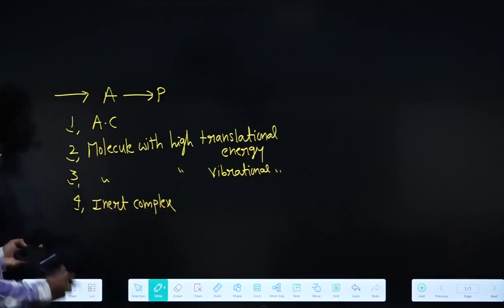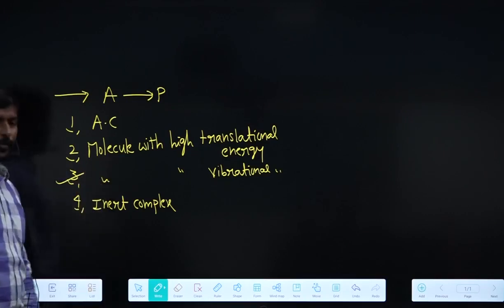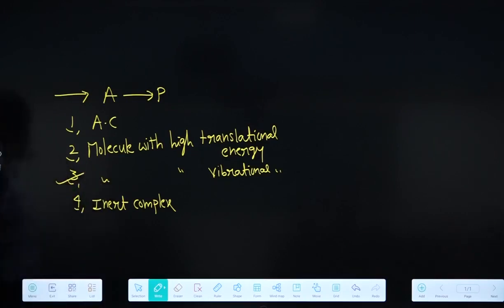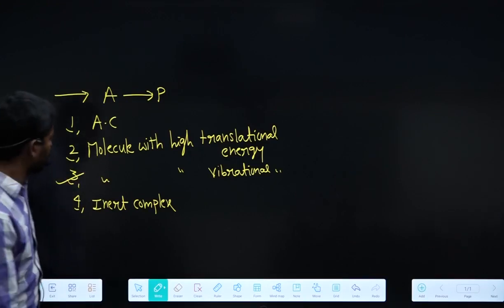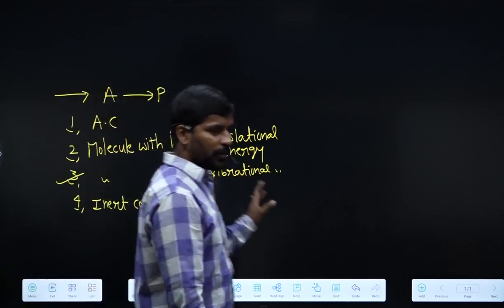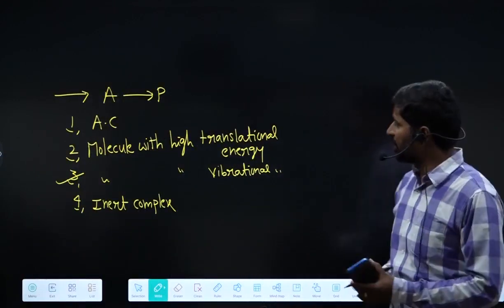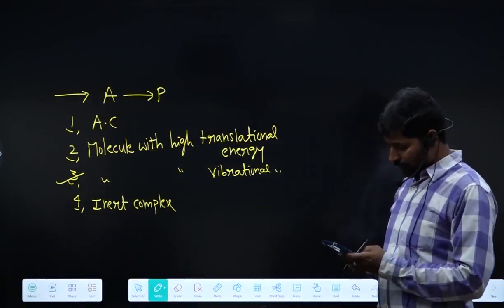So A star is nothing but what? A molecule with high vibrational energy, that is said to be a vibrationally excited molecule. Exchange of energy takes place between A and A. Inelastic collision occurs. During that collision, transfer of energy takes place. We'll get a vibrationally excited molecule. So next one.